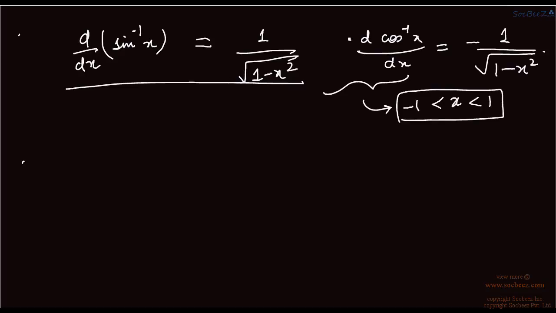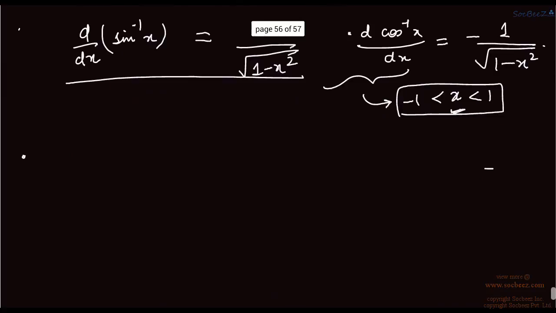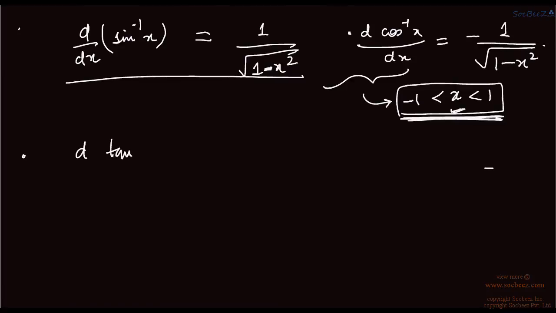Now for tan inverse, of course, this is the domain, but we cannot include 1 and minus 1, which is in the domain of sine inverse and cos inverse, because at some point this denominator will get 0. This 1 minus x square will get 0, and 1 upon 0 is not defined, so that's why we don't include 1 and minus 1 in this domain. Similarly, you have d of tan inverse x upon dx, which is equal to 1 upon 1 plus x square.